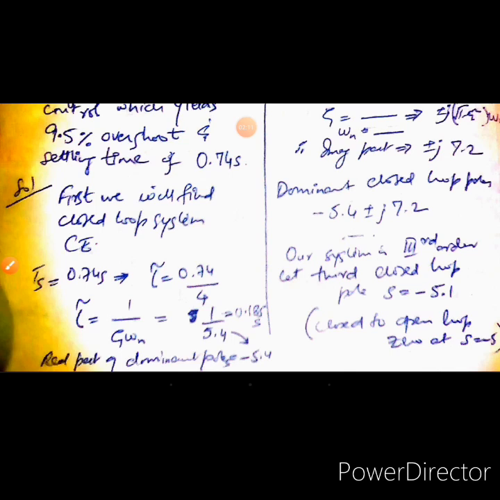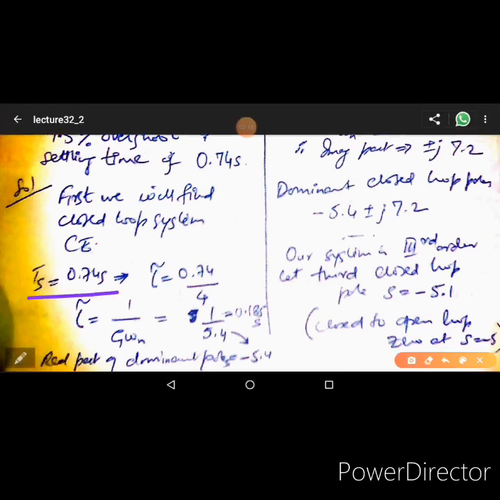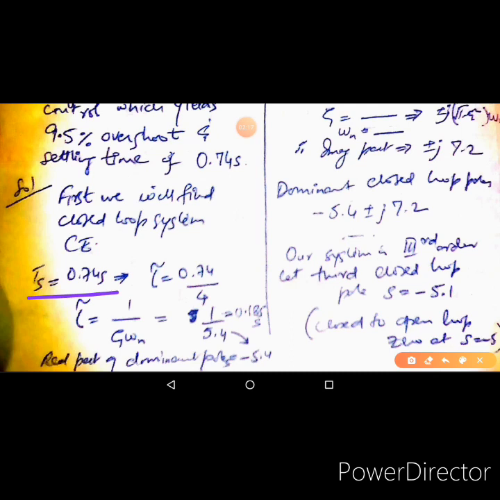So you can see over here the settling time is 0.74, and settling time is the time constant multiplied by 4. Therefore we obtain the time constant by dividing settling time by 4. And we know that for an underdamped second order system, the time constant is 1 upon zeta omega n. When there is an overshoot, the system is underdamped. So time constant is 1 upon zeta omega n.